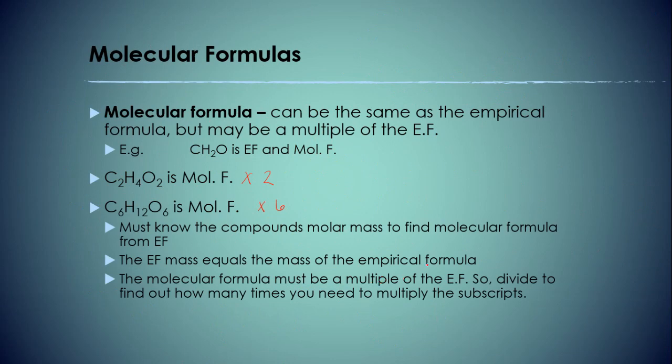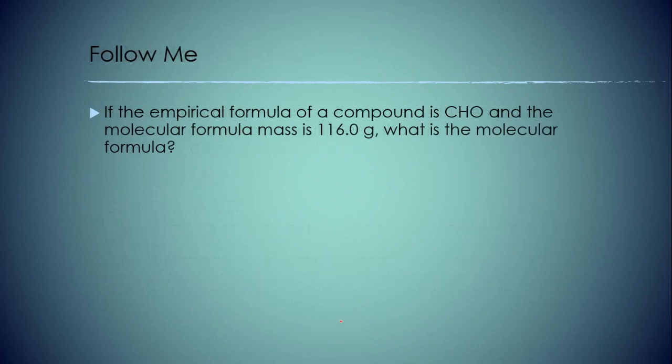So here's what we're going to do. We're just going to divide to find out how many times we need to multiply. That sounds crazy. Let's see what we're talking about. So the first thing that we need to do is look at it. It says if the empirical formula is this and the molecular formula is this, what is the molecular formula? So kind of like I told you before, some steps over here. The first thing that you need to do is to find the empirical formula mass. Find the mass of this thing.